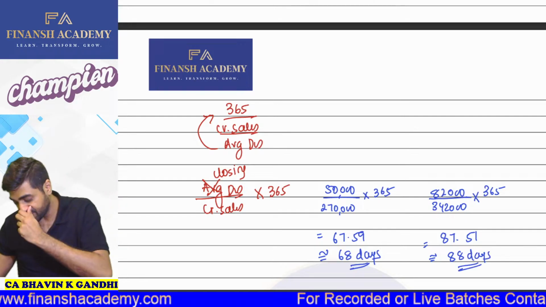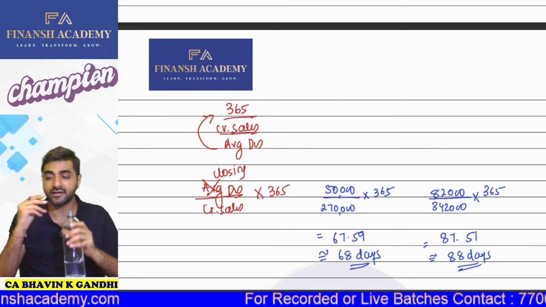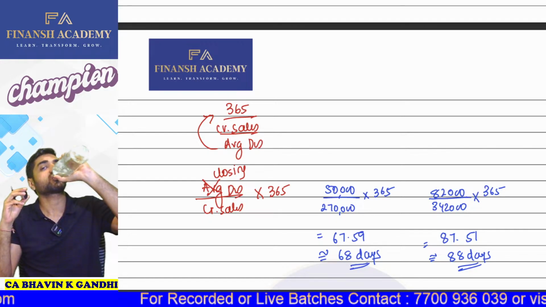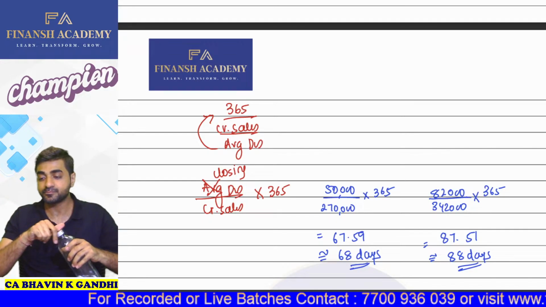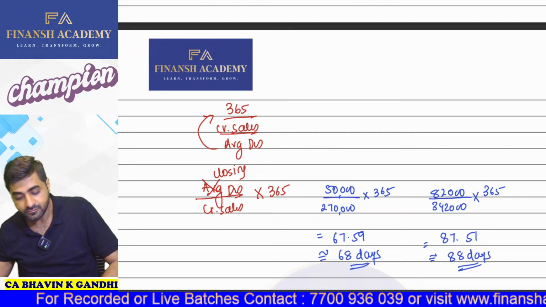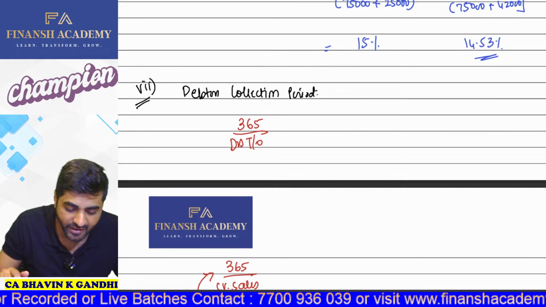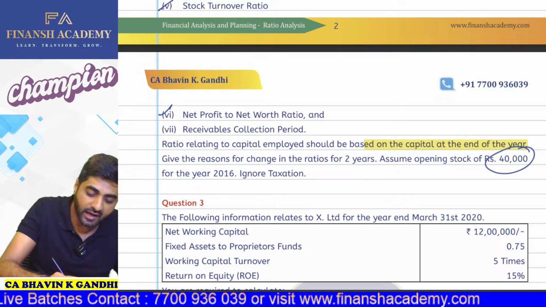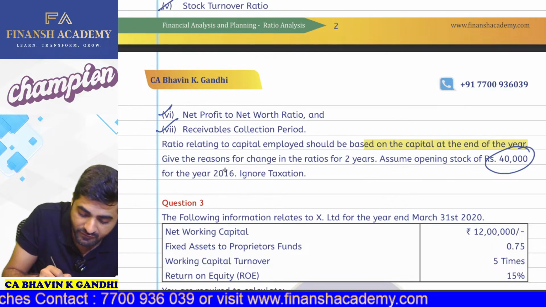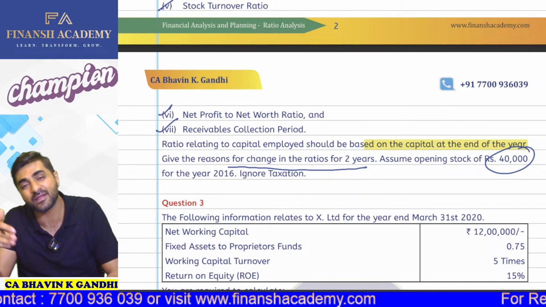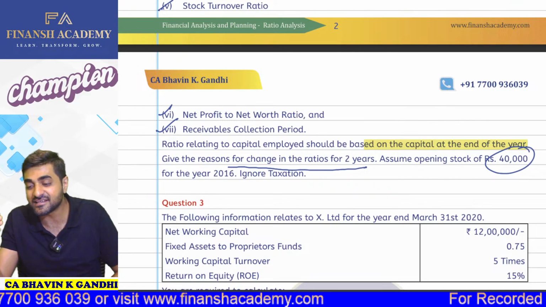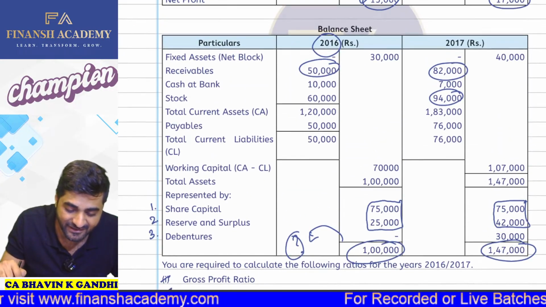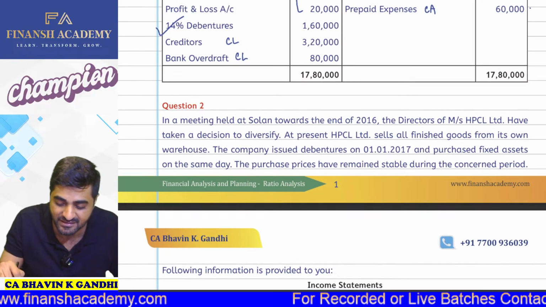I hope you all are convinced with this much part. 68 days and 88 days. Now we are done with your seventh part, which is the debt collection period. And we have to give reasons for the change in the ratio. So we have to now do some analysis of what is the reason why there is some change in both the ratios. Okay, so we are going to now discuss that. And this is going to be super fun because analysis is very important.